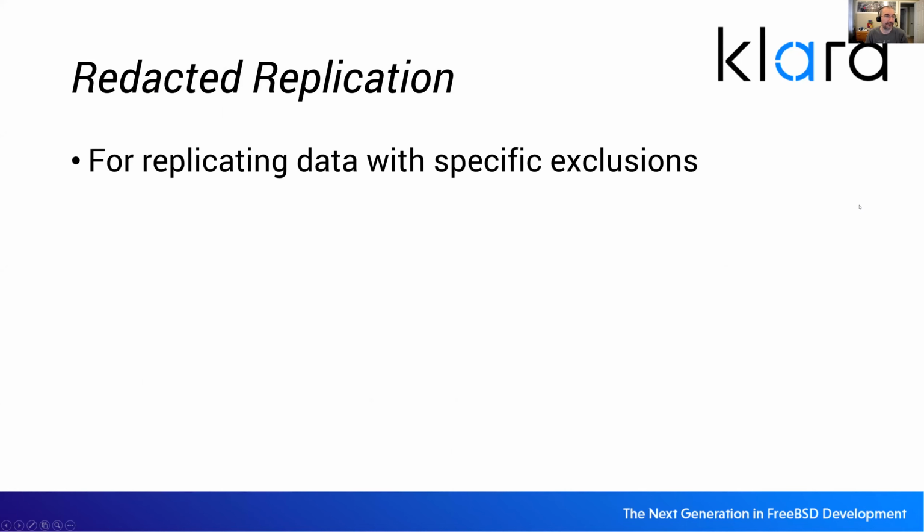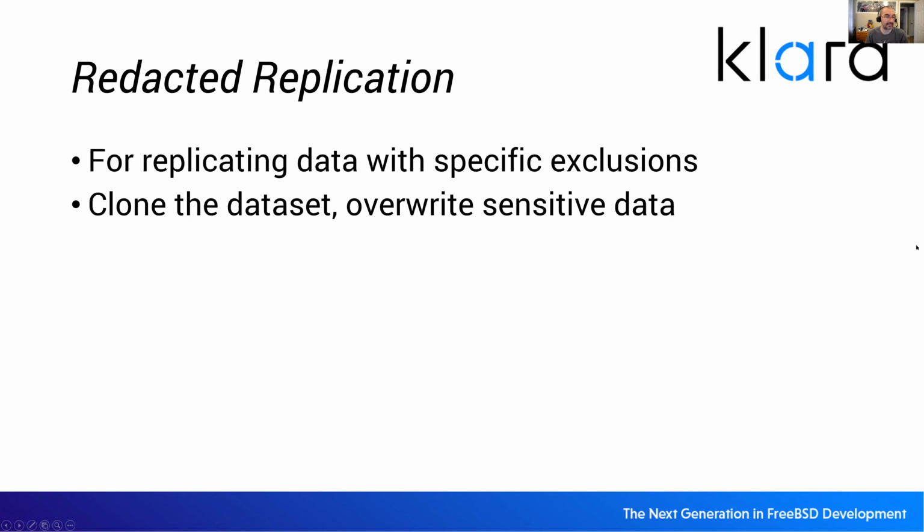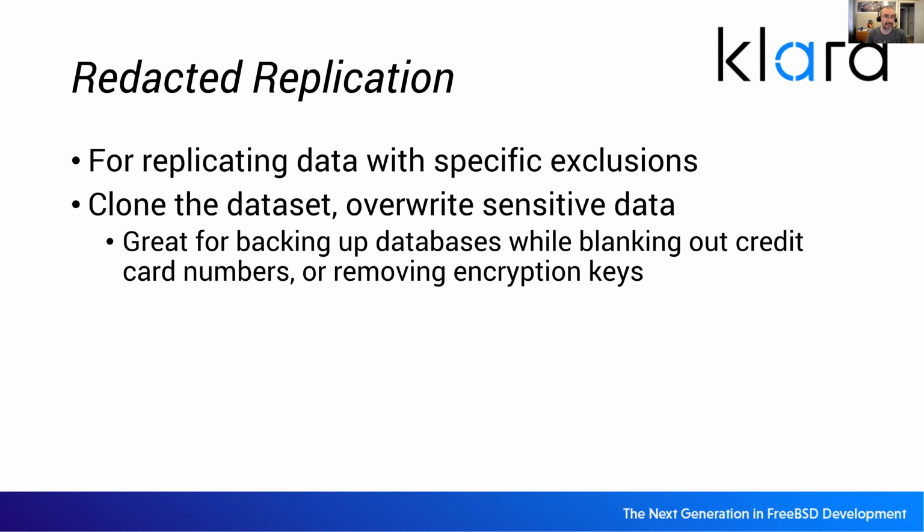And then the other one we were going to talk about was redacted replication. This allows you to replicate data with specific exclusions. Basically, you start with a dataset that has a mix of regular and secret data in it. You make a snapshot and clone that, and in the clone, you overwrite the sensitive data. So you can zero out all the credit card numbers and the social security numbers or the passwords or whatever. That allows you to back up a database and blank out that important information.